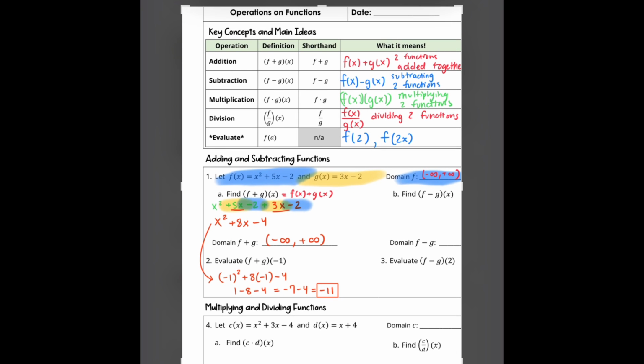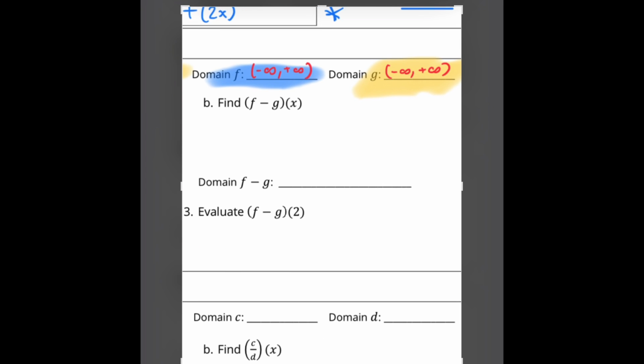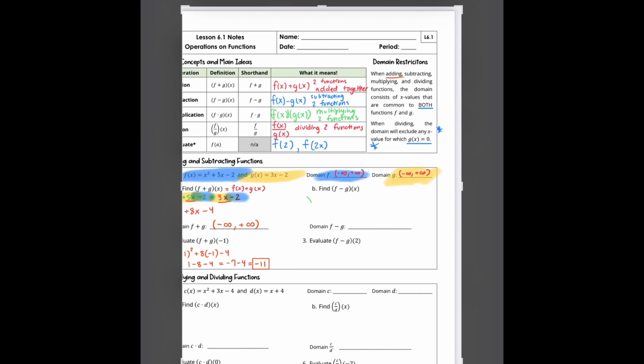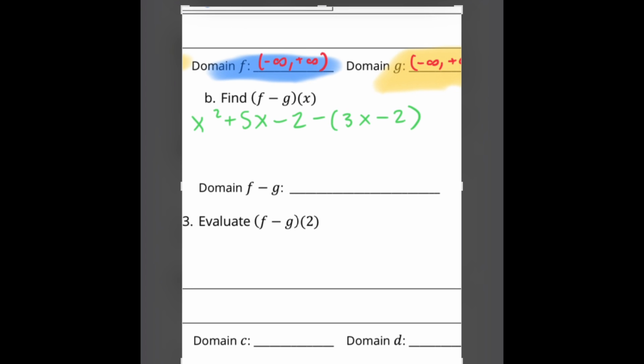So if we move on to part B, we're going to be subtracting these functions. So I'm going to write f of x out. And we're subtracting away g of x. So notice that I put the parentheses there. That's really important when we're doing subtraction because we need to distribute that negative sign onto all the terms. So that's x squared plus 5x minus 2 minus 3x plus 2.